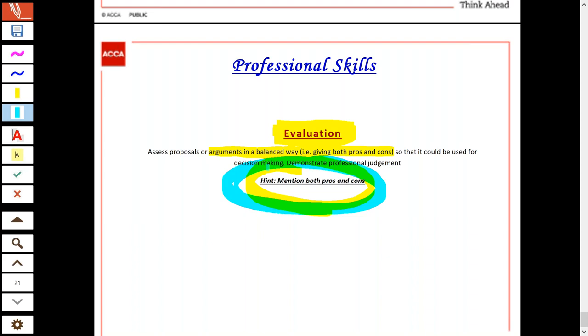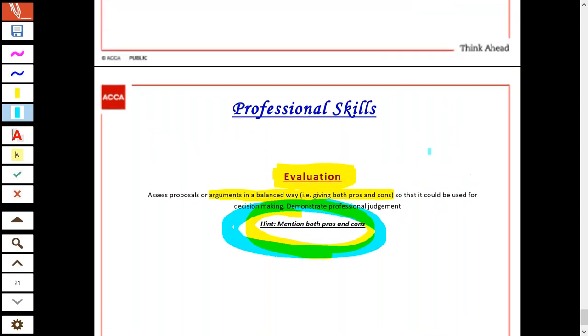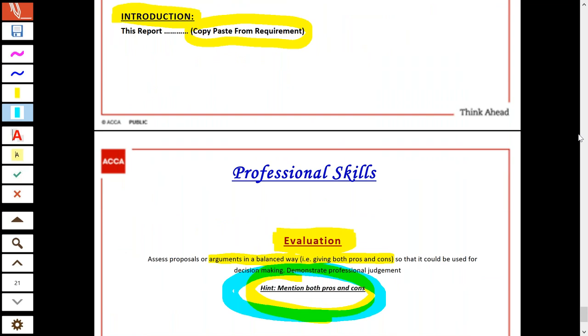You don't really need to write anything extra or change the format of your drafting. If you want to score good marks in evaluation, just make sure that you give both pros and cons. Mention at least one con. If the case is full of pros, no need to mention equal quantities. Mention all the pros, but towards the end, do mention one con or one risk or one disadvantage. Then you will get good evaluation marks.